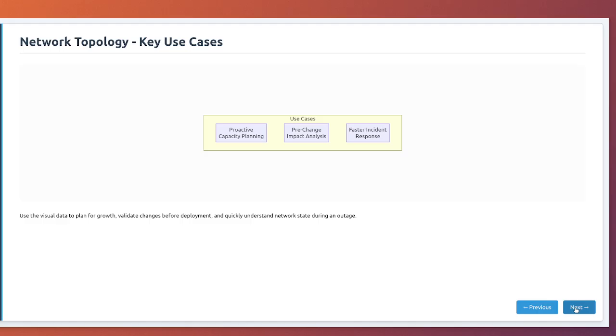For DevOps and release engineering, it serves as a pre-deployment validation tool. Before applying a significant network change, you can use the topology to understand the blast radius of that change and identify all potentially affected services. During an active incident, the topology provides an immediate, accurate map of the network's current state, drastically reducing the time it takes to orient responders and begin effective troubleshooting.